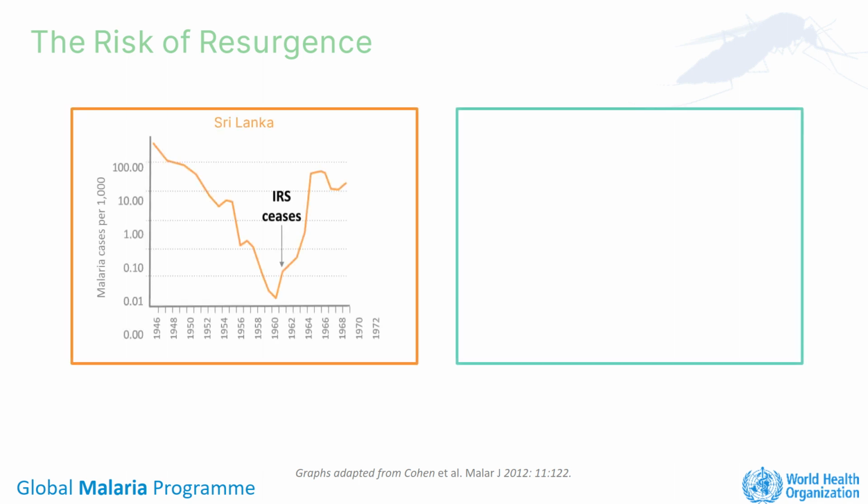The first, from Sri Lanka, shows how the country came very close to eliminating malaria during the Global Malaria Eradication Programme. In 1963, Sri Lanka had only 6 indigenous cases of malaria. As a result of this success, the program halted most IRS throughout the country. Within months, cases began to resurge, and although spraying was restarted in some affected areas, it took Sri Lanka years to catch up to the resurgence of transmission.